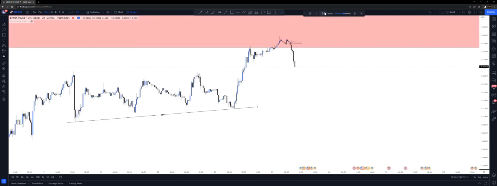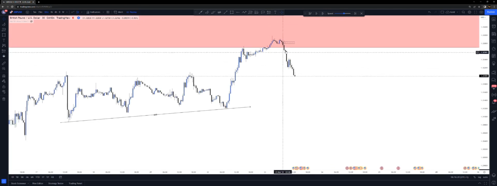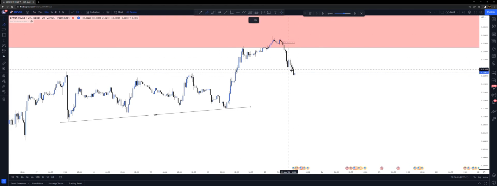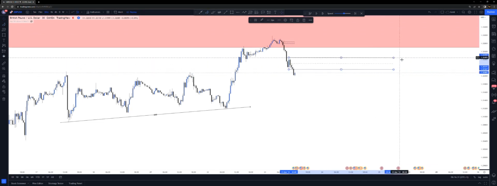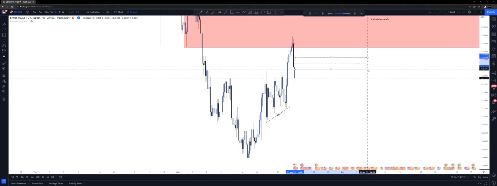So let's wait for another entry. If you miss this, you get an entry. Now where's the second entry? This move, this initiation candlestick. So let's mark out this initiation candlestick. It's here, on the 4 hours. So mark it out.